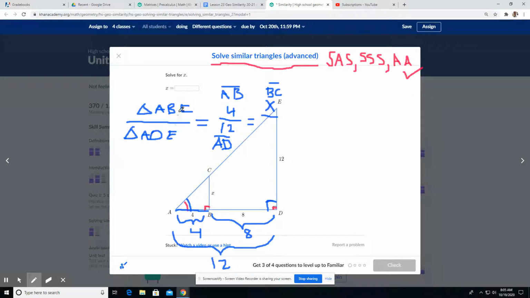That's the good thing about writing out the mapping: you don't have to get lost in just looking at it all the time. Once it's mapped out, it flows. So the DE side is going to be on the bottom of this fraction. DE is 12. All right, so here's my proportion I have to solve. This right here. So 4 over 12.